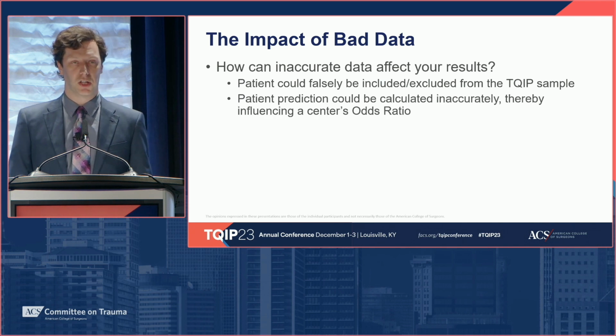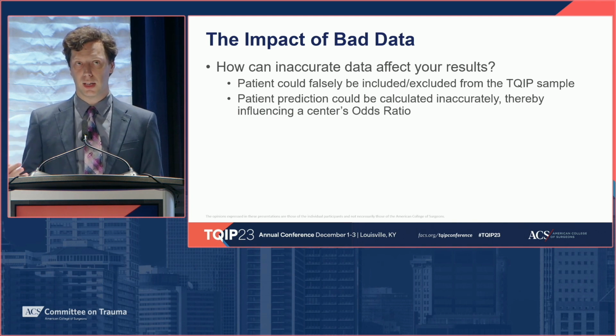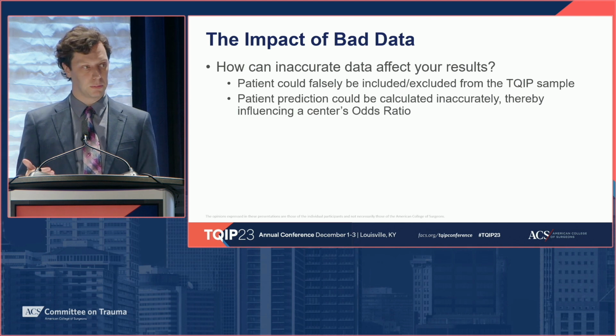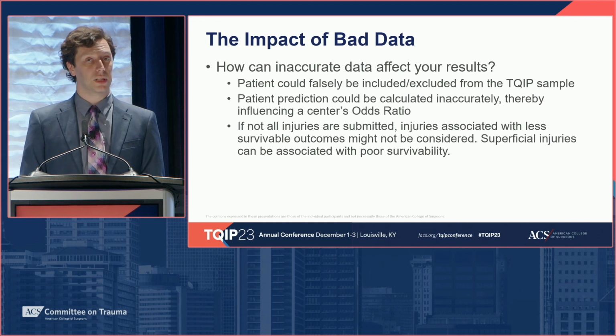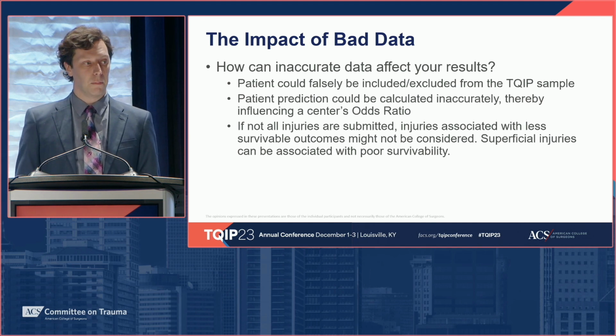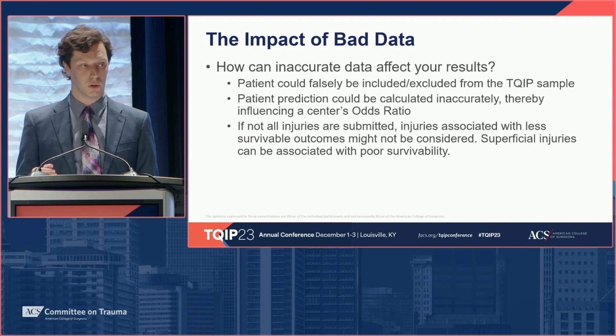It also can affect our patient prediction. If you tell us someone's younger than they are, they might seem healthier than they are, and we might think, oh, this patient has a very high likelihood of survival, when maybe in reality their likelihood of survival was very low. That's going to bias your result in a negative manner from your center's perspective. Also, if not all injuries are submitted, injuries that are associated with worse survival outcomes might not be considered. It's important to remember, from a statistical point of view, injuries that may seem more superficial, like head lacerations, might have a higher association with mortality than more severe injuries on an AIS score.